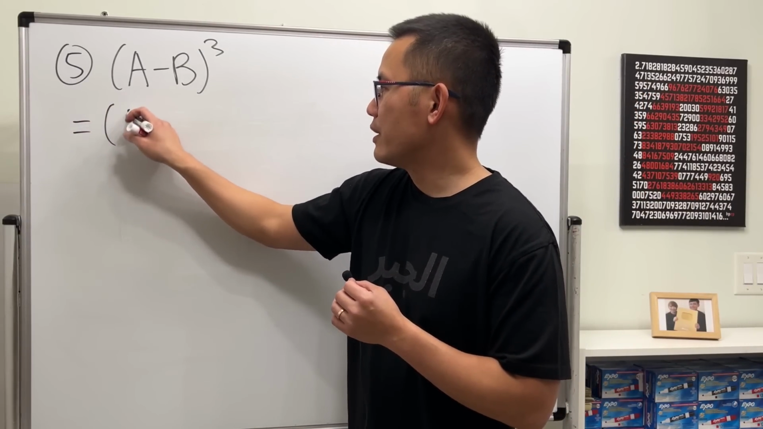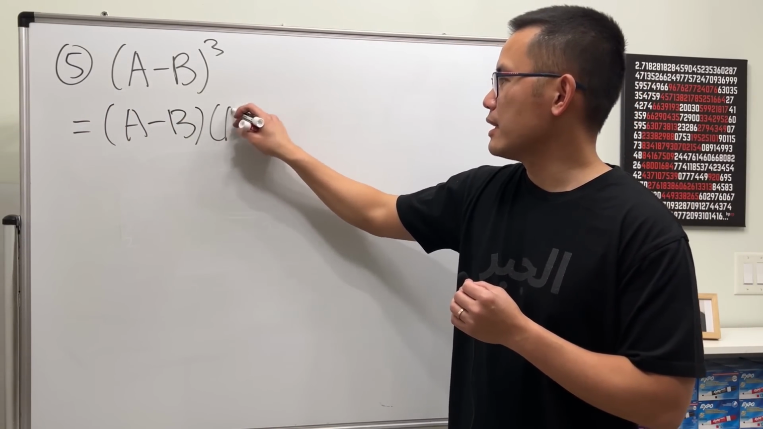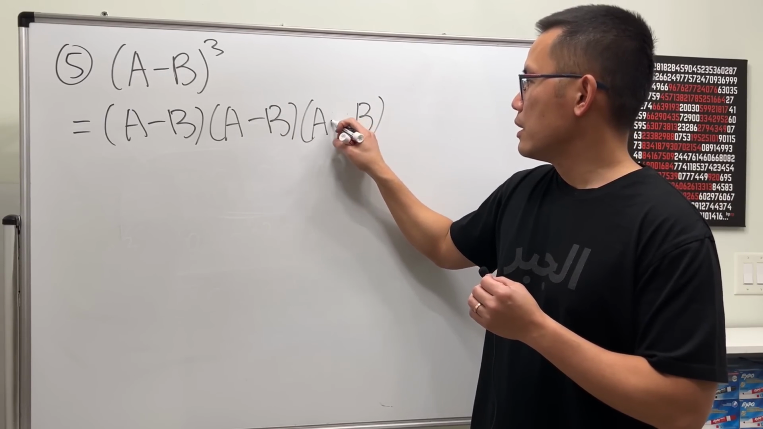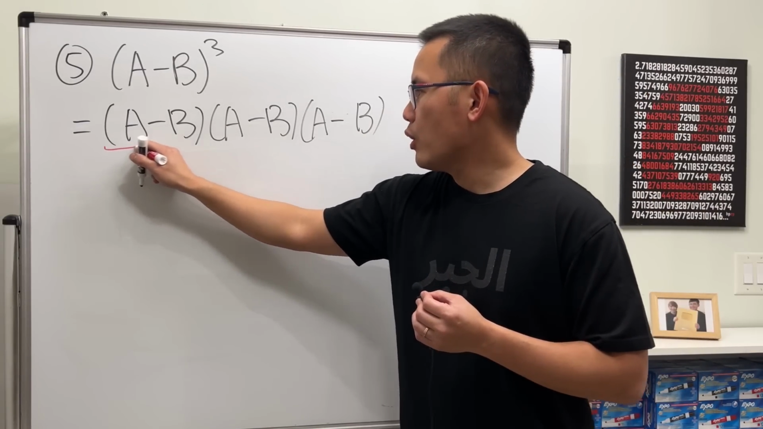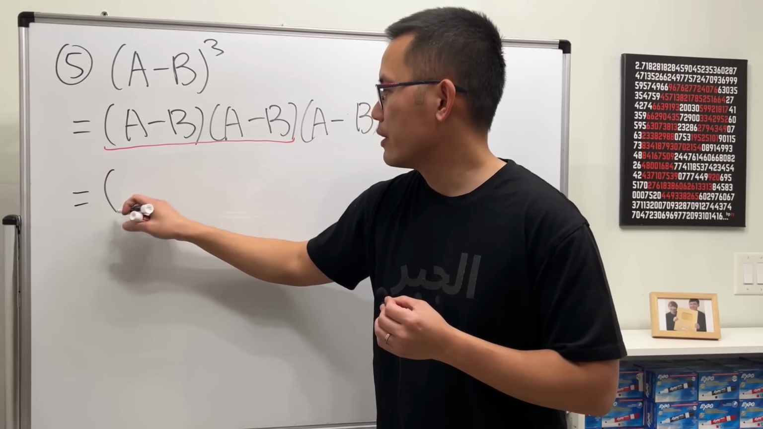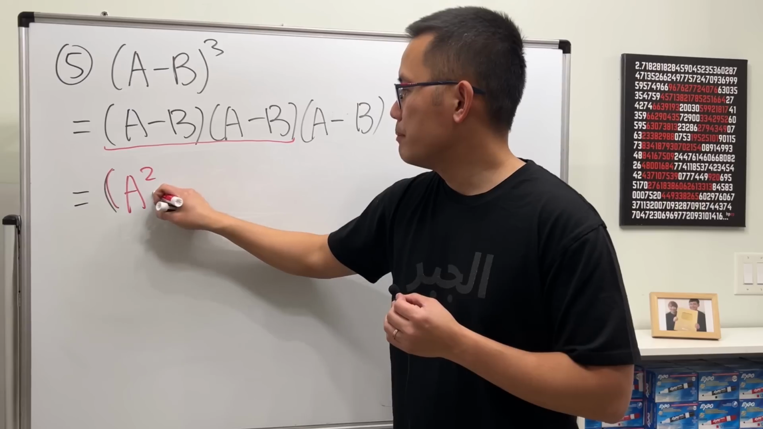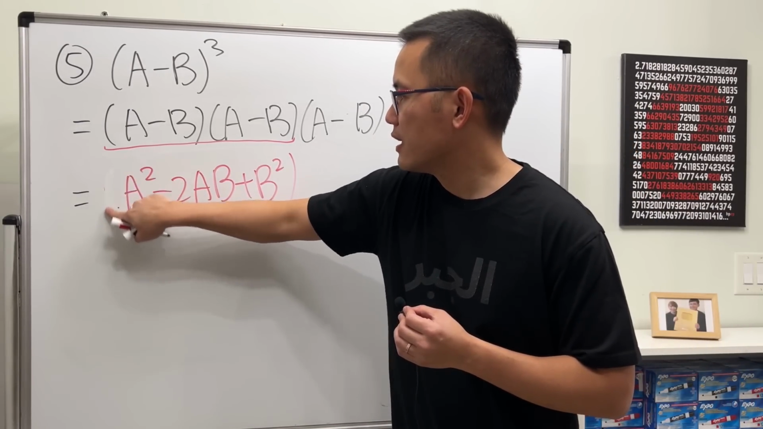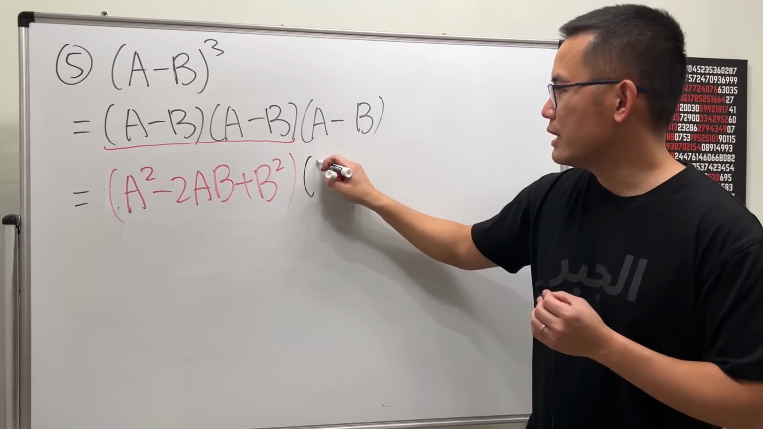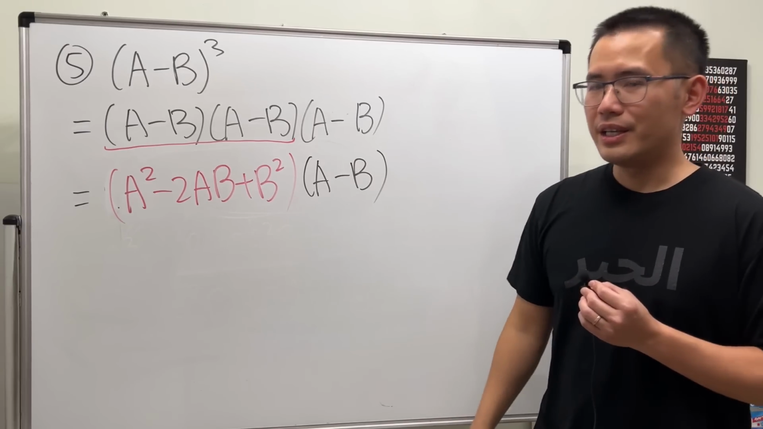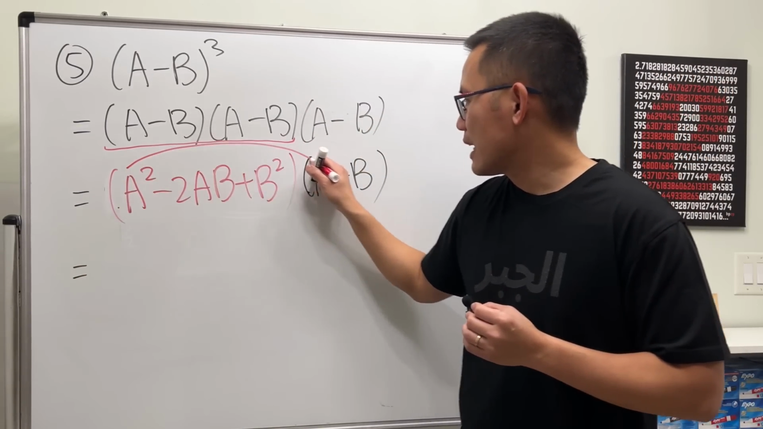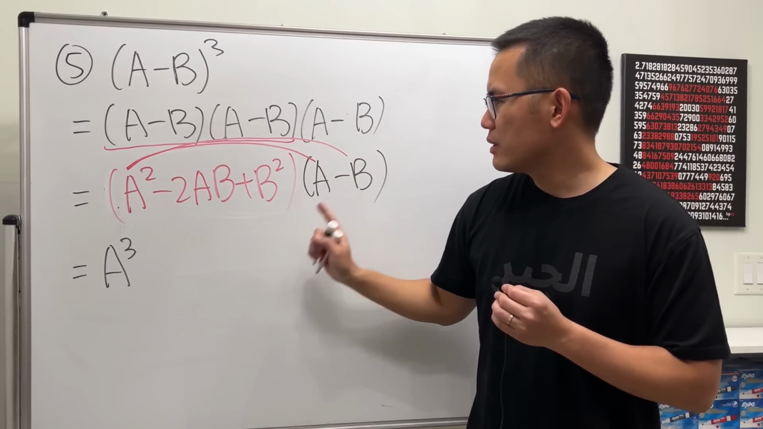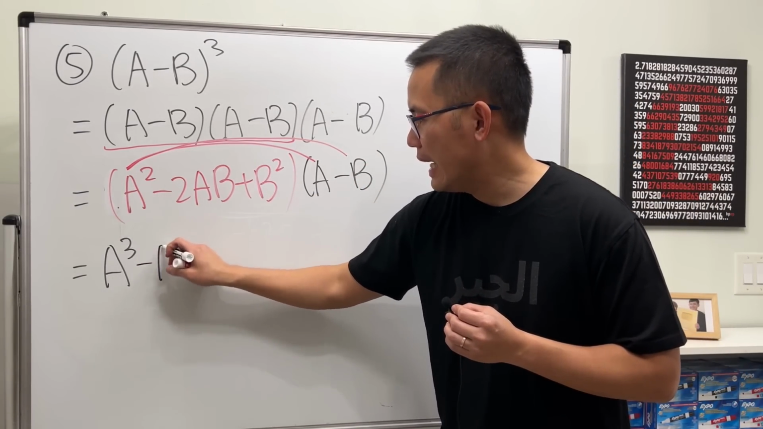All right, last one. So just like what we did earlier, I'm just going to do algebra. So I'll write this down 3 times and then multiply it out to show you guys the answer. For the first two, we already know from formula number 2. So that gives us A squared minus 2AB plus B squared. And then we have to multiply with A minus B right here. Okay, here we go. A squared times A, we get A cubed, and then A squared times B, that's A minus B. So that's minus A squared B.